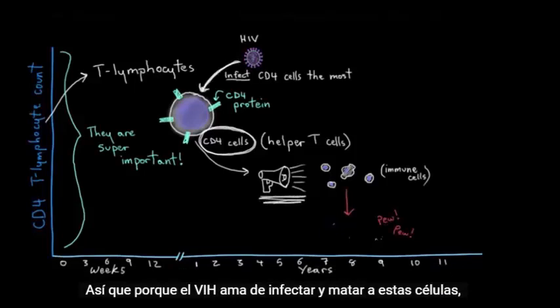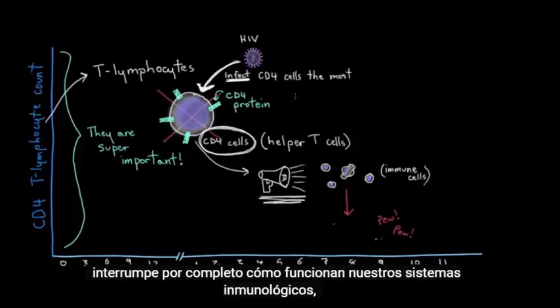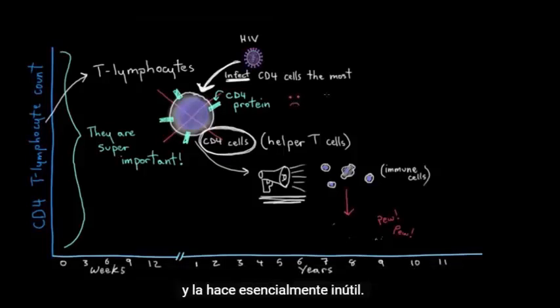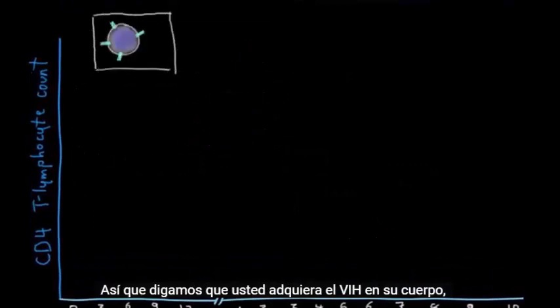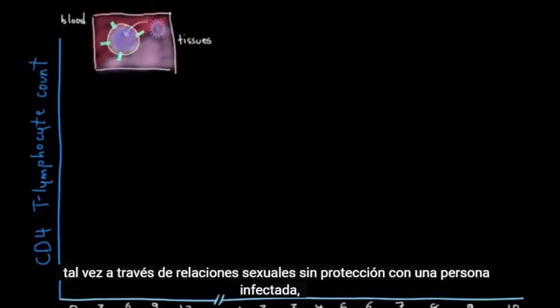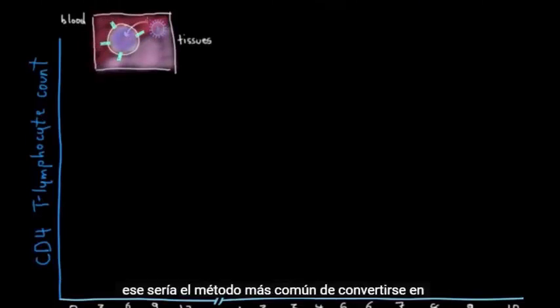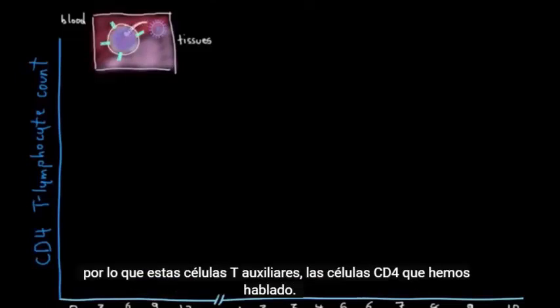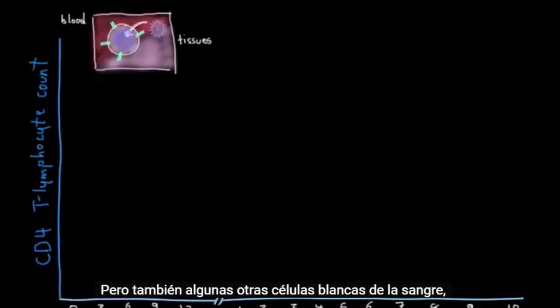So because HIV loves to infect and kill these cells, it completely disrupts how our immune systems function and renders it essentially useless. So let's say you acquire HIV in your body, either in your bloodstream or your tissues, maybe through unprotected sex with an infected partner. That would be the most common method of becoming infected with HIV in adults at least. What happens? Well, the main thing is that the virus really quickly gets into your white blood cells, so these T helper cells, the CD4 cells we talked about, but also some other white blood cells like your macrophages and so on.